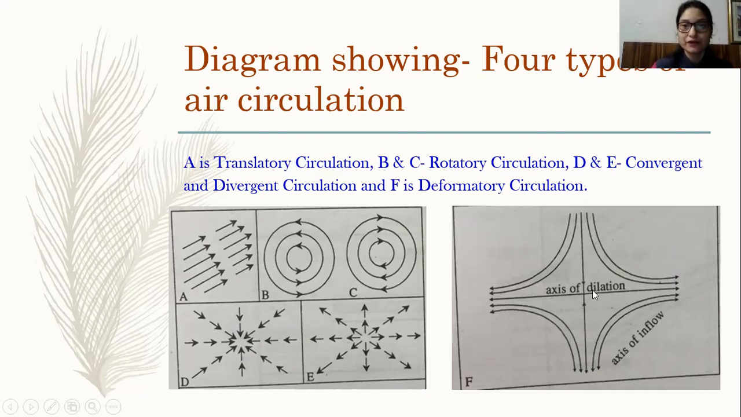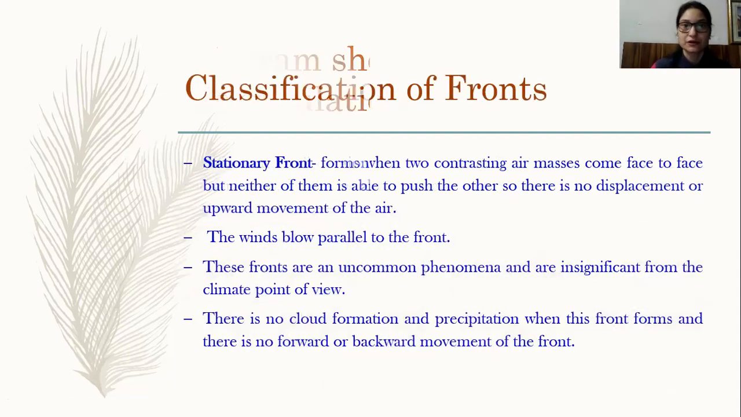Now, deformatory circulation. This is one type of circulation which sets the stage for the formation of the fronts. Now, there is this axis of inflow and axis of outflow. This is of importance over here, that the axis of inflow is shown, but outflow is not shown in the diagram. But there are two axes: one is the inflow axis and the other is the outflow axis. So the air is converging and diverging on the basis of temperature differences, and the creation of fronts is happening over here in the deformatory circulation.